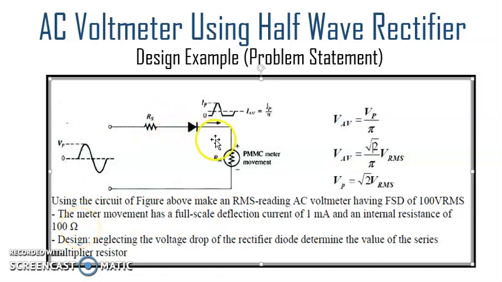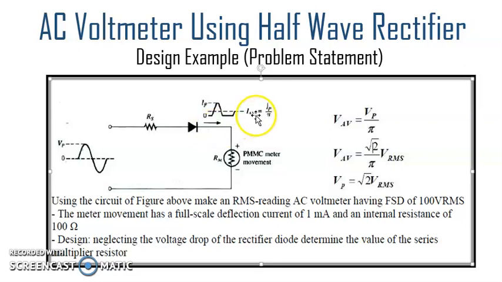This is the circuit that is supposed to be utilized. You can see that a resistor RS is connected to a diode, and the diode is then further connected to a PMMC having the internal resistance RM. This diode is acting as a half wave rectifier. So the equations that are related to half wave rectifier will be utilized in this design example.